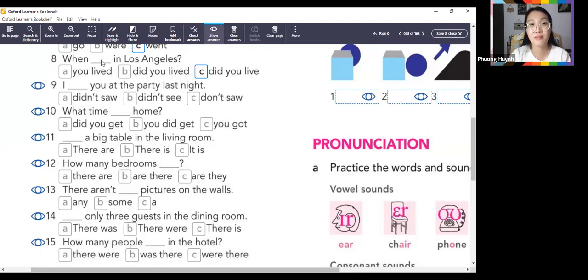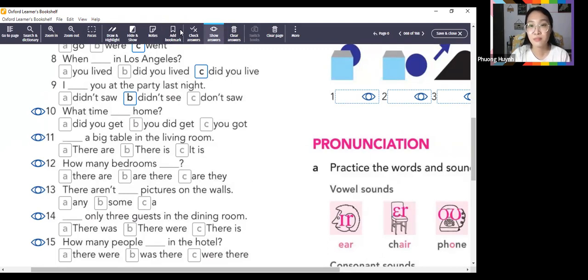Mình làm liền luôn với number 9. So you at the party last night. So keyword is last night. So you choose B. Yes. So I didn't see you last night. Đúng rồi. Thank you. Trình and Đạt. Right, number 10. Number 10.